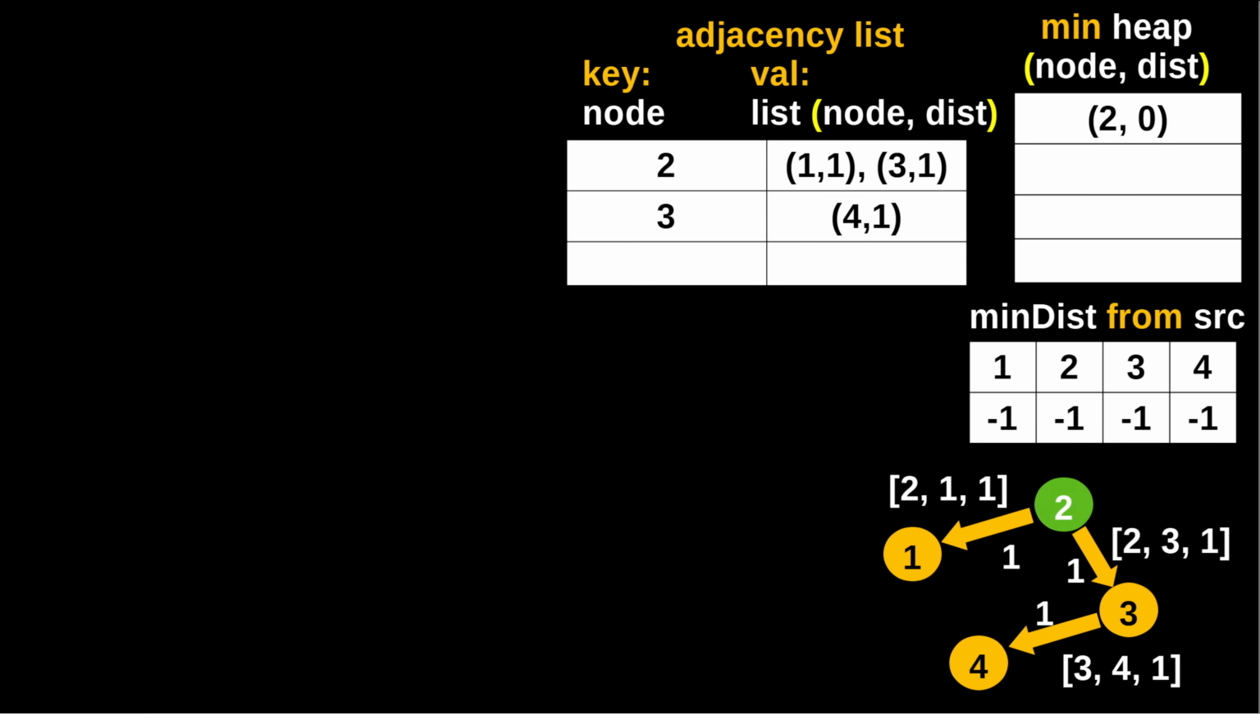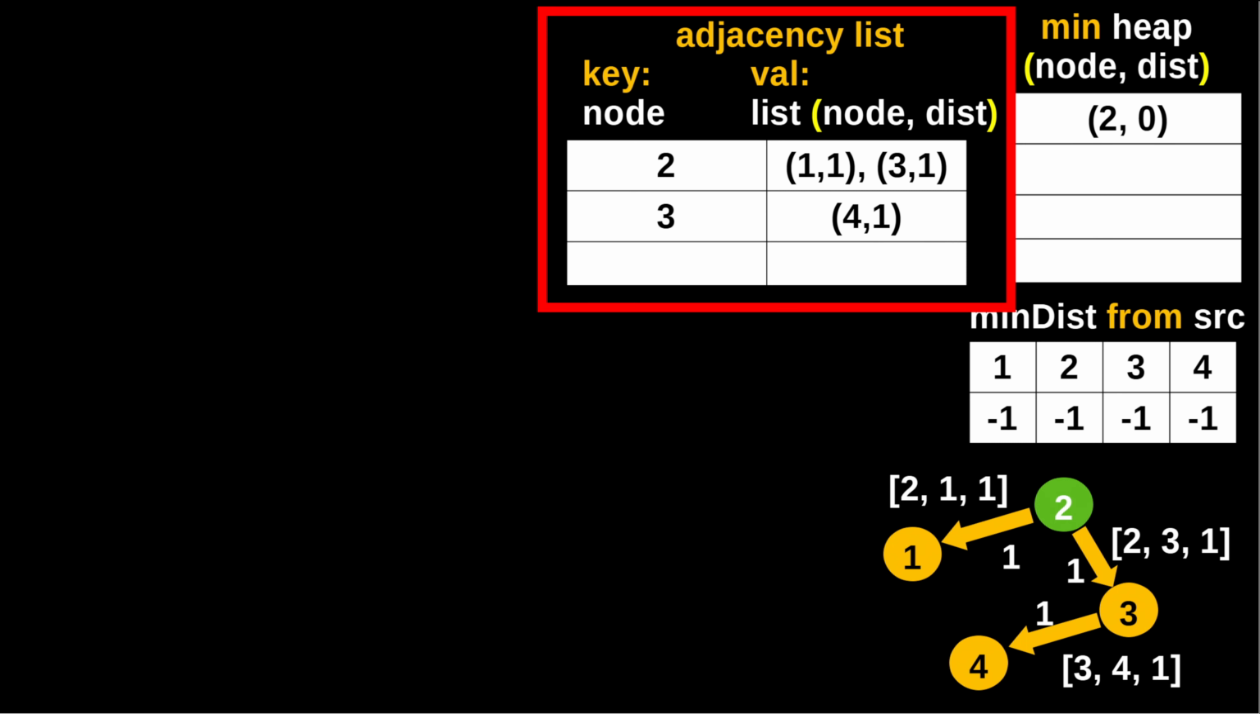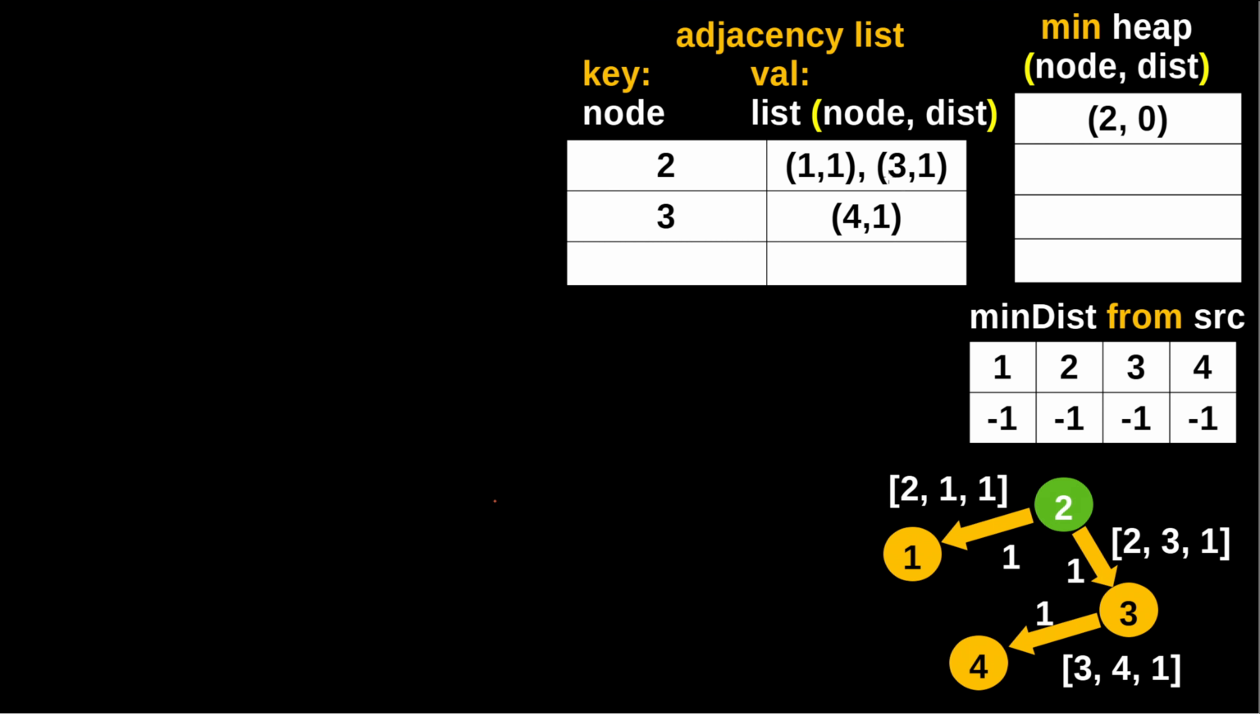We need several data structures. First of all, we need to build up the adjacency list for the graph. In the adjacency list, the key would be the node, and the value will be a list of tuples comprising the neighbor node and the distance it would take from the key node to that neighbor node. We have 3 edges in our example. For 2, it can reach 1, and it can reach 3. For both neighbor nodes, it would take 1 unit of time. For node 3, it can only go to 4, and it will also take 1 unit of time.